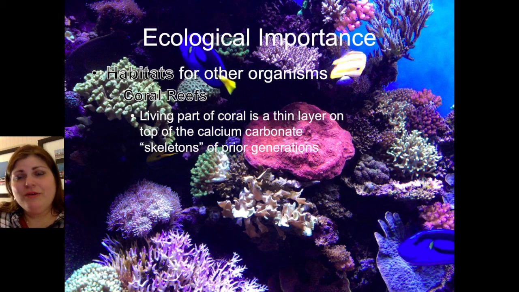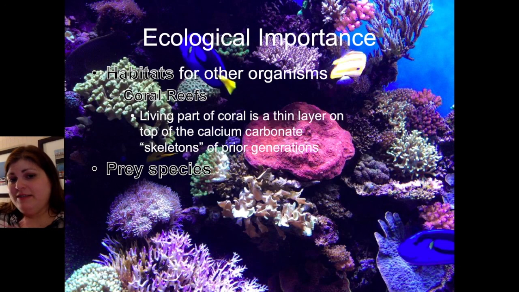In addition to coral reefs, we see that a lot of the surfaces in our coastal areas are covered in not just coral, but anemones and other organisms. They are, of course, a prey species. Lots of organisms eat them, but they are also, of course, predators because they all are predators. They all sting their prey.